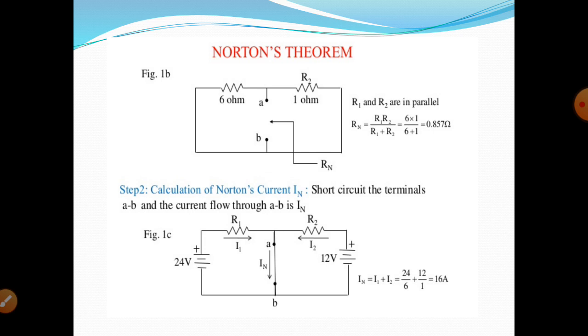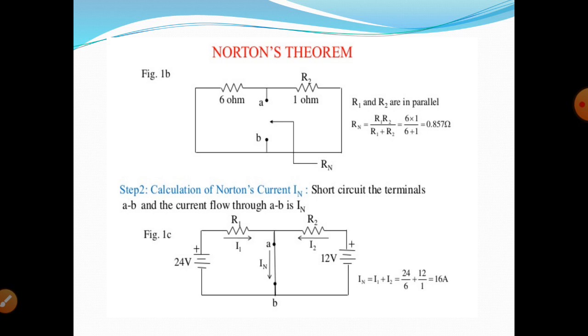RN is nothing but the equivalent resistance. First remove the load resistance R3, that means the 3 ohm resistor. In this circuit the 6 ohm and 1 ohm resistors are connected in parallel, so we find the value of equivalent resistance. 1 by R equivalent is equal to 1 by R1 plus 1 by R2. RN is equal to R1 R2 divided by R1 plus R2. We take R1 equal to 6 ohm and R2 equal to 1 ohm. Substituting the values, we get RN equal to 0.857 ohm.